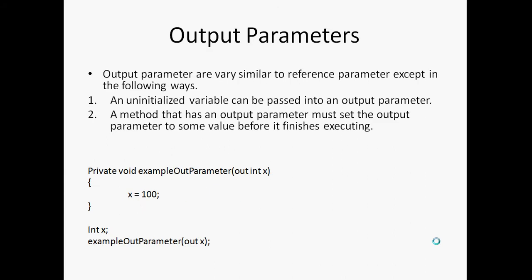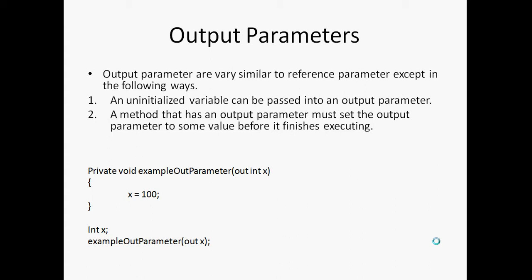Output parameters. Output parameters are very similar to reference parameters, except the following things. An uninitialized variable can be passed into an output parameter, and a method that has an output parameter must set the output parameter before the method finishes executing.